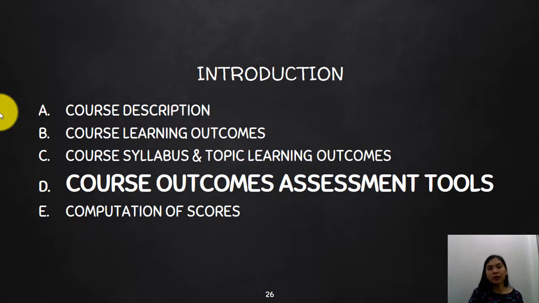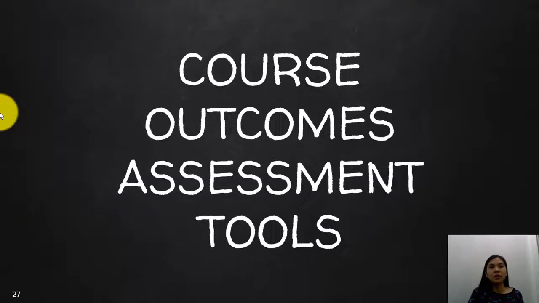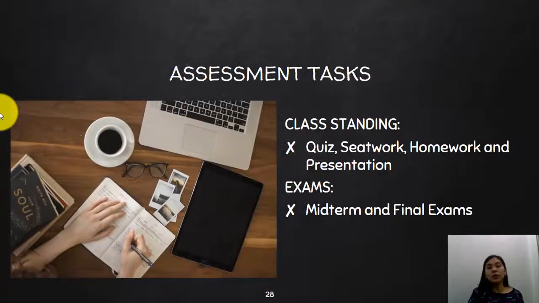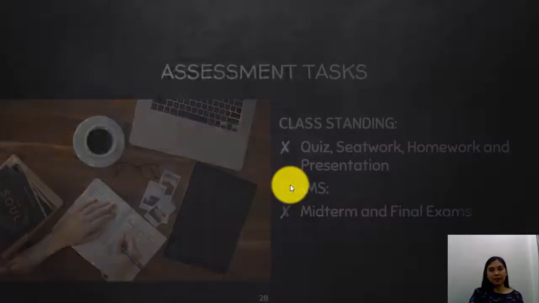So the fourth topic is your course outcomes assessment tools. So you are already familiar with this, having that you are already senior engineering and architecture students. Your assessment tasks or assessment tools is composed of class standing and exams. For the class standing, you have your quiz, seat works, homeworks, and presentation. And of course, for the exam, you would have your midterm and final exams.